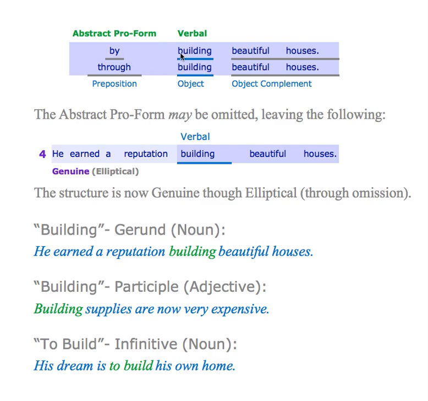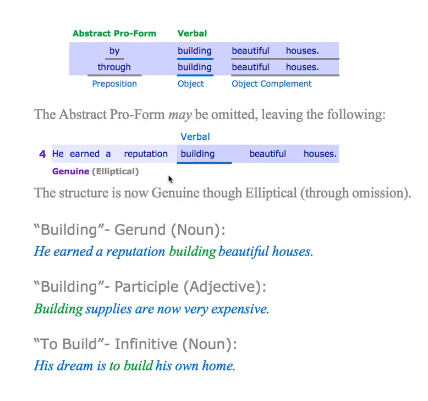Your object of the preposition would be building, and that has to be a noun. That's why we know it's a gerund. It has to be a noun. It's the object. And beautiful houses is your object complement. It complements the noun building. You see, it's complementing a noun. The abstract proform may be omitted, leaving the following. Okay, if you omit the abstract proform: he earned a reputation building beautiful houses. So you omitted this right here. You took it out when you're talking fast and your mind's going super fast. He earned a reputation building beautiful houses.